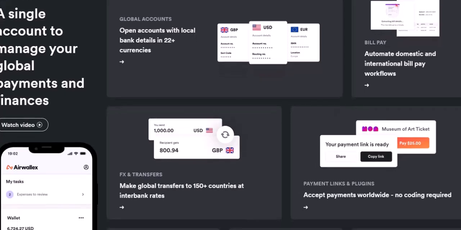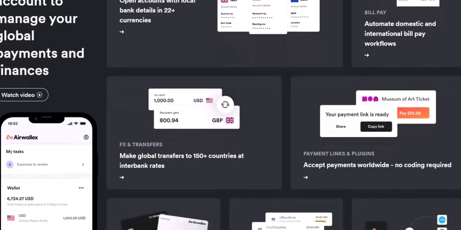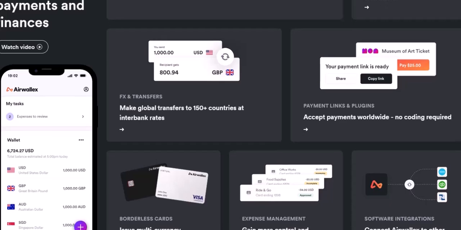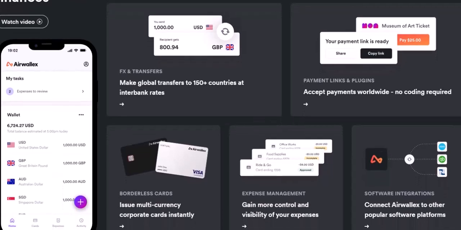Currency conversion: converting currencies within Airwallex might incur additional fees. Consider transferring funds in the same currency you received them to avoid this.